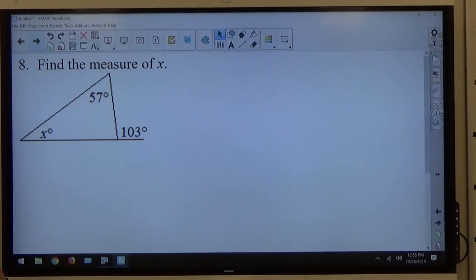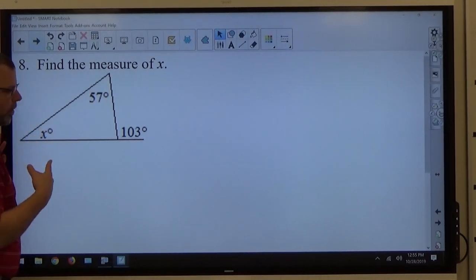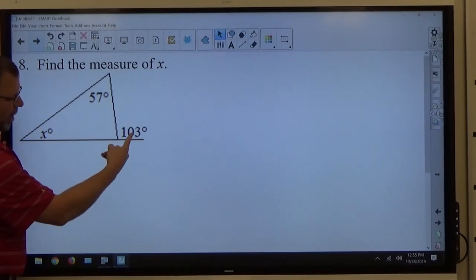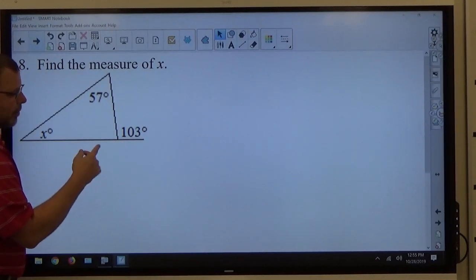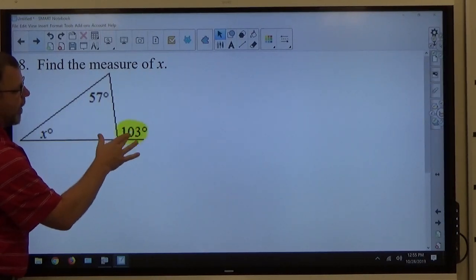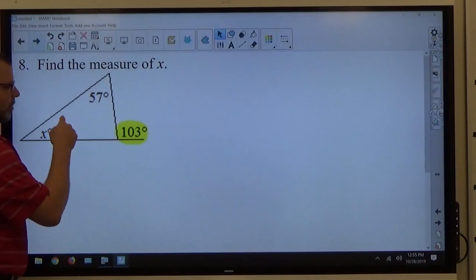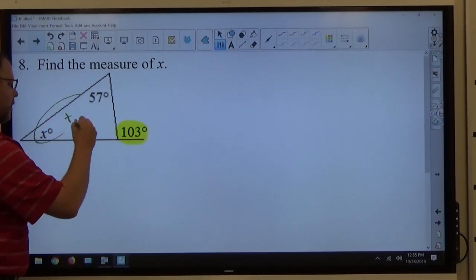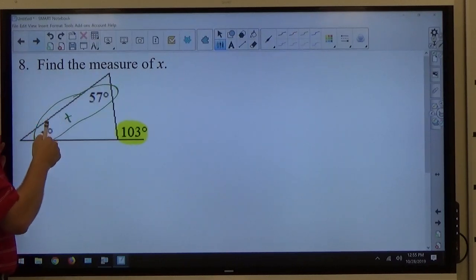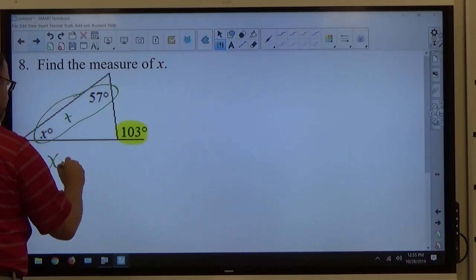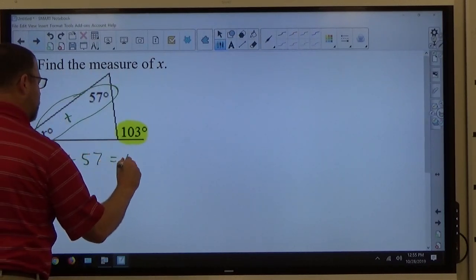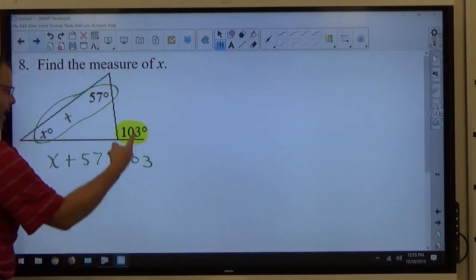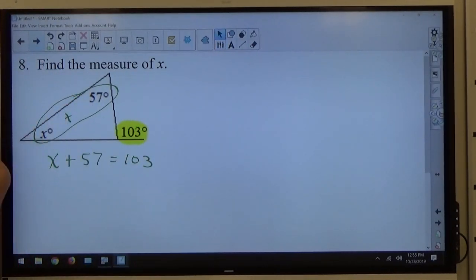Number 8, find the measure of angle x. Now there's a couple ways of doing this. One way is to figure out the measure of this angle by the fact this is a straight line. The simpler way is we have an exterior angle of the triangle. It's going to equal the sum of the two remote interior angles. That's a plus sign there. So it's x plus 57 must equal 103. Exterior angle equals the sum of the remote interior angles.